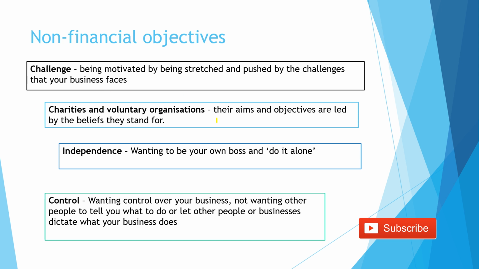Charities and voluntary organizations will have non-financial objectives. Their aims and objectives are led by the beliefs they stand for. For example, Children in Need would set an objective of helping as many children in need as possible, or the Red Cross would set an aim to help as many people as possible overseas who are affected by war or what have you. So there are different charities and volunteering organizations that will have different non-financial objectives.